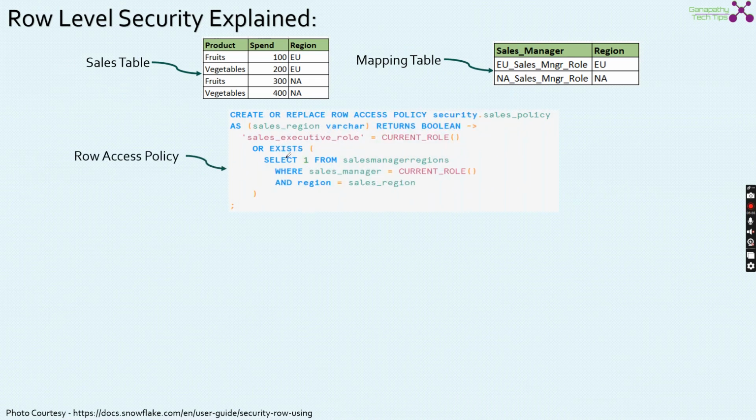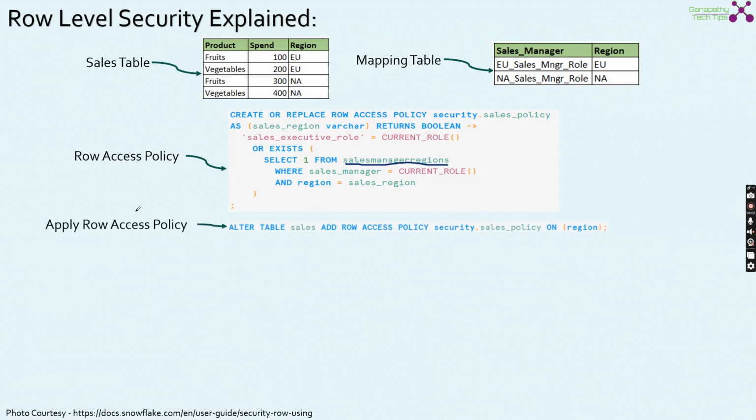Now we are creating the row access policy. Create or replace row access policy security.sales_policy, which returns a boolean value. Here the sales executive role equals the sales manager regions. This is the mapping table name, in which it is checking whether the current role is in this specific mapping table, and based on that it will return the output. That is what we are defining here in the row access policy.